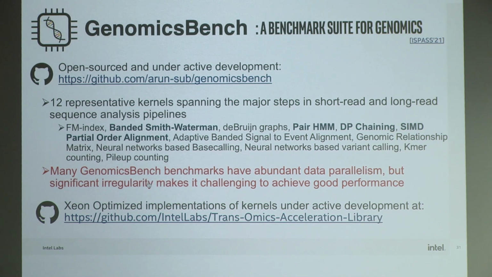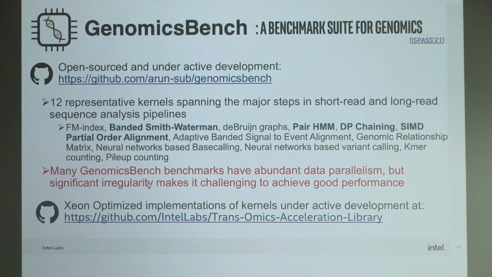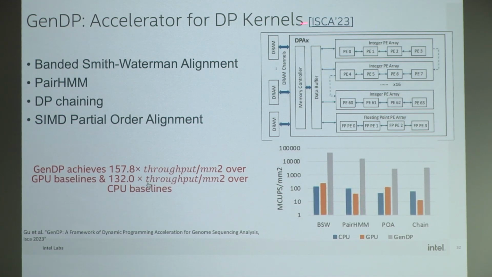It's not covering complete omics. But out of this exercise, we found 12 representative kernels spanning short-read, long-read, sequence assembly, and variant calling pipelines. And out of these 12 kernels, we picked 4 dynamic programming-based kernels, for example, Smith-Waterman, PairHMM, and other ones. We studied them, and we created a specialized architecture to accelerate them, so that we can solve this problem very, very quickly. So this is like architectural evolution or architectural improvement because of what we learned from various omics kernels.